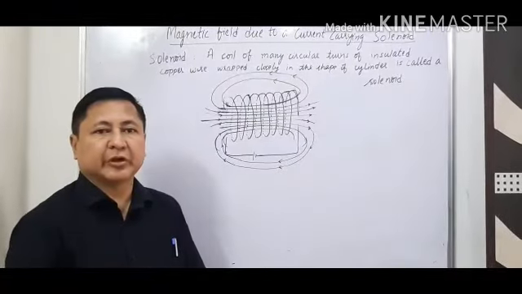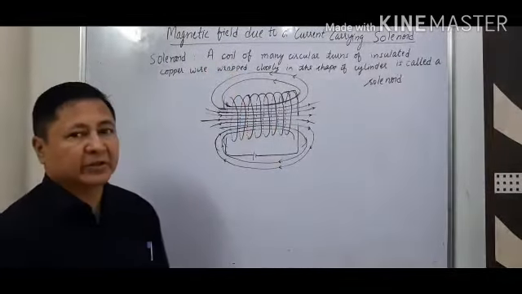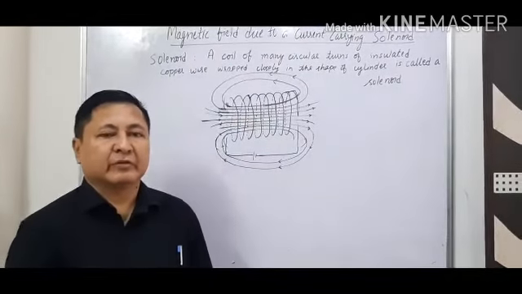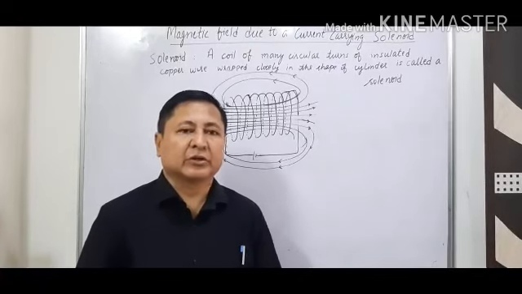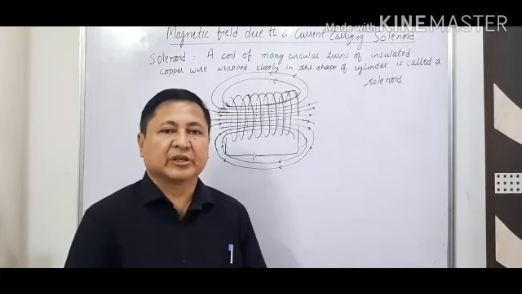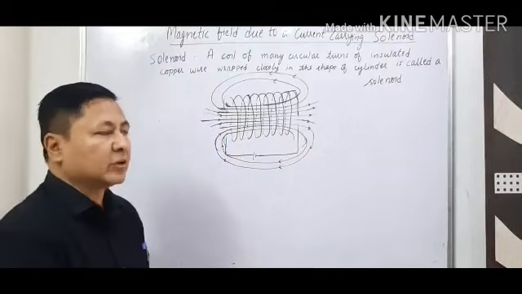Welcome students, today we are going to take the topic magnetic field due to a current carrying solenoid. In the last videos we have seen that whenever there is a current flowing around it, a magnetic field is developed. We have taken the example of a straight current carrying conductor, and we have taken the example of a circular loop. Now, how is the magnetic field produced around a solenoid?